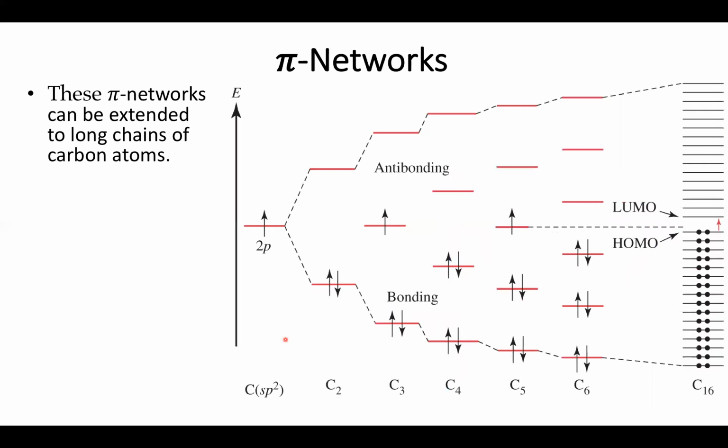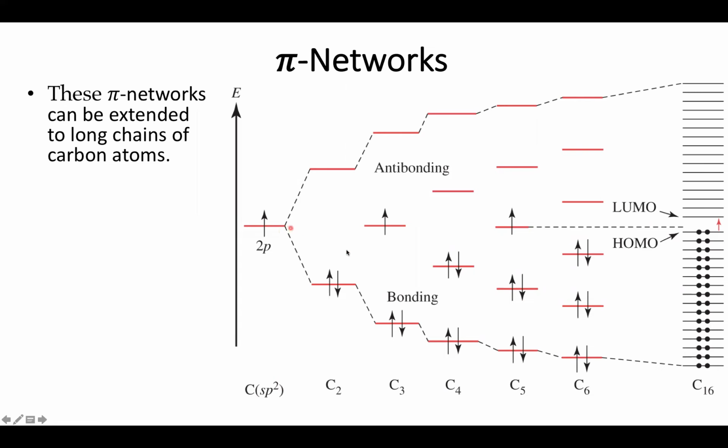So you can see this a lot of the time with pi networks. What we can do is take a whole bunch of carbon atoms, all with sp2 character. Each one is bringing in a single pi orbital, and we can keep extending these pi networks. If I have one carbon atom with a single p orbital, I have a single p orbital.